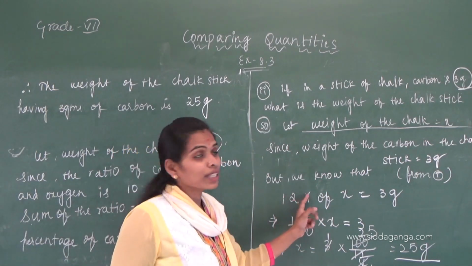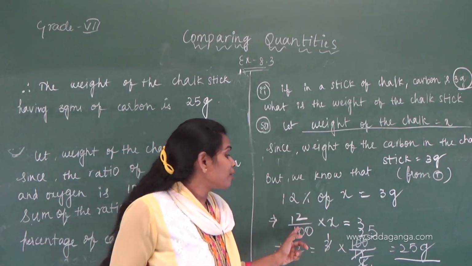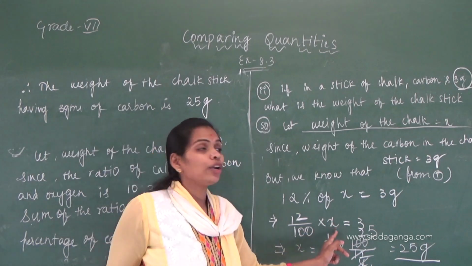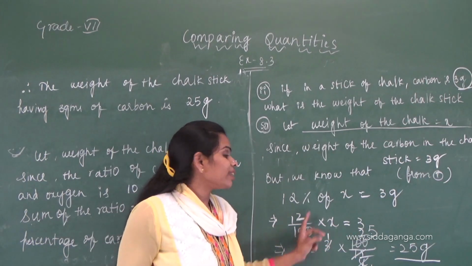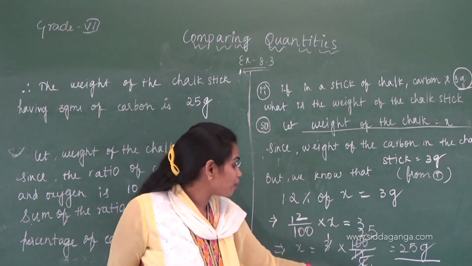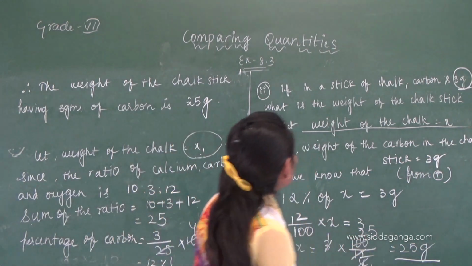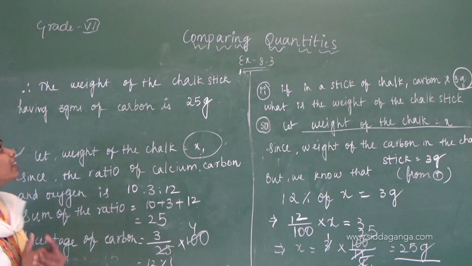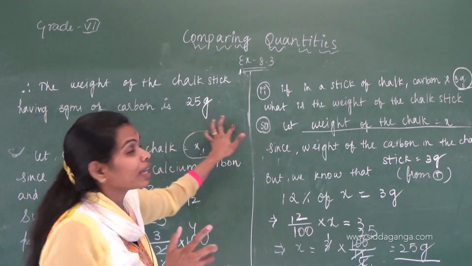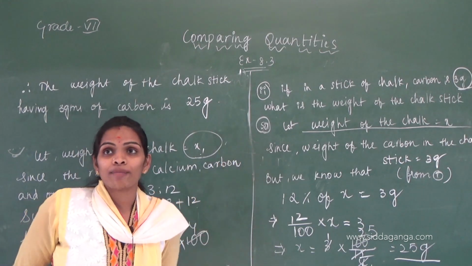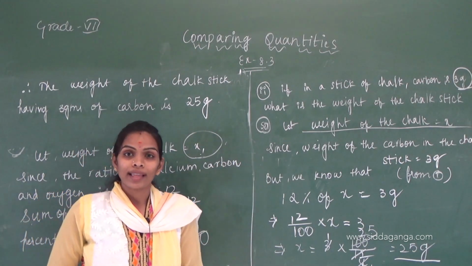12% means 12 divided by 100 into x equals 3, that implies x equals 3 into the reciprocal, 100 divided by 12, equals 25 grams. The last conclusion I have written: therefore, the weight of the chalk stick having 3 grams of carbon is 25 grams. Okay, thank you children.